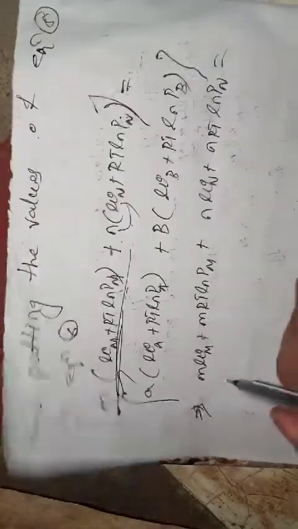This is equal to this much. Now we will be multiplying these terms, m into this bracket, n into this bracket. Now we will be multiplying: m mu naught m plus m RT ln PM plus n mu naught n plus n RT ln Pn is equal to a mu naught a plus a RT ln PA plus b mu naught b plus b RT ln PB.